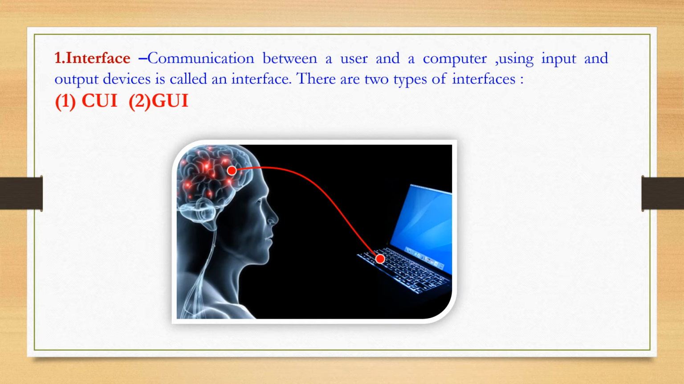Suppose this person is thinking something. After that, he presses some keys on the keyboard, and whatever words appear, if we want to take a printout of those words, that is going to be output. Correct? So interface has two types. One is CUI, another one is GUI. Now let's understand what this CUI is and what this GUI is.